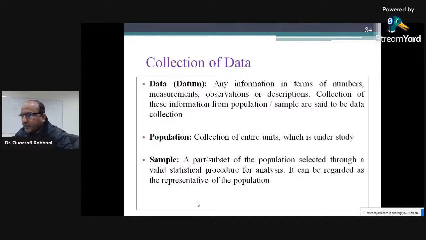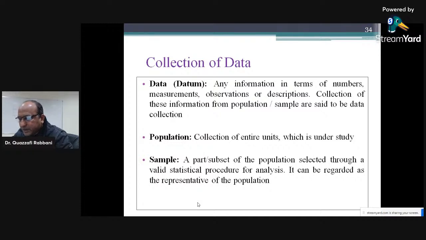And data is collected from the population or sample. So first, what is the population? Population is the collection of the entire units under study. The entire collection of units is known as the population. Suppose we want to know the average height of the students of Integral University. Then all the students of Integral University are our population.